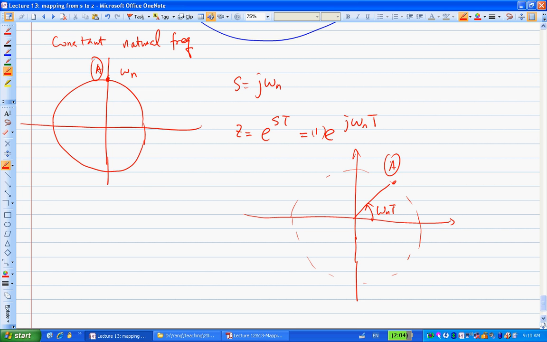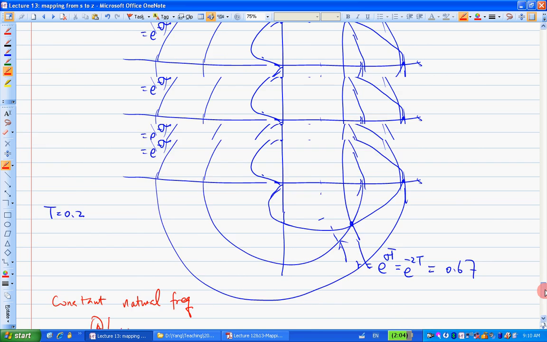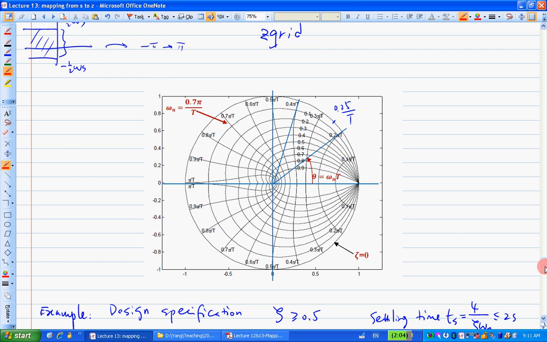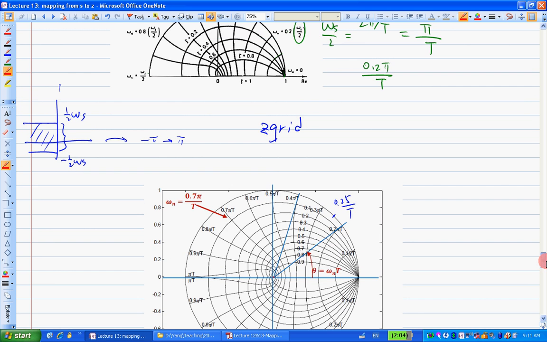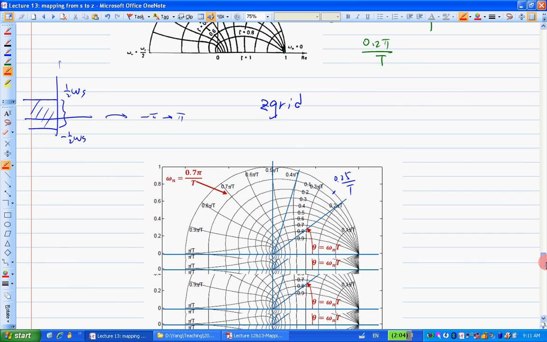So my point here is, I'm going to use this circle here. Suppose that it's mapped, omega n T on the circle. This is a little bit too messy. Let's say this is my omega n T here, this angle omega n T. So I want you to use this conformal mapping and look at this relationship here.